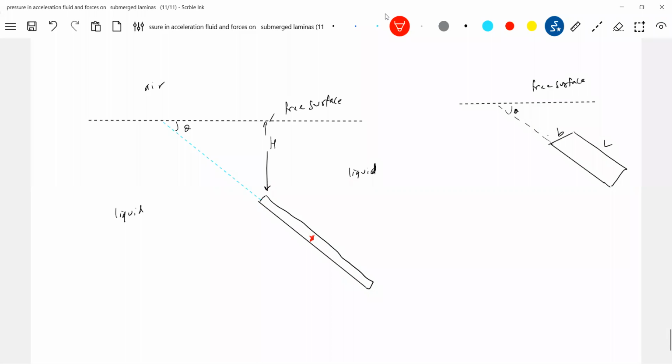I'll bring this. So this should be hC. This is theta. This length is L, so this will be L sine theta. What can be this length? L by 2 sine theta.